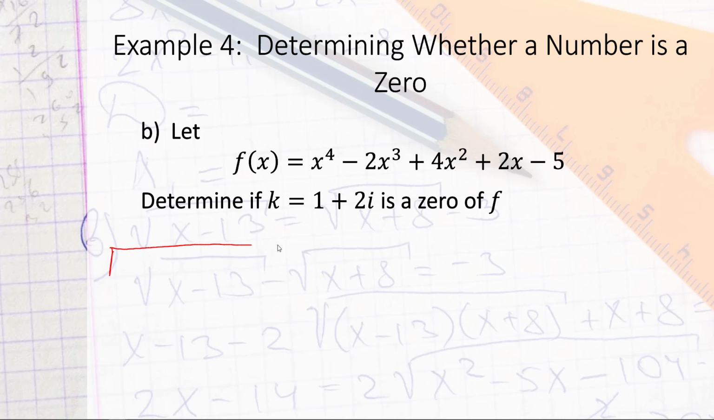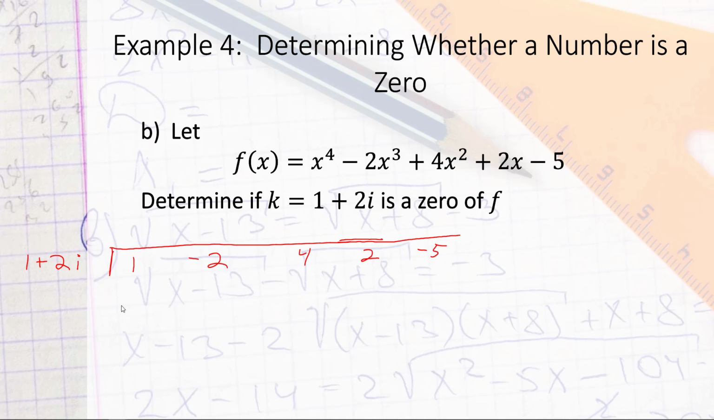The coefficients of my dividend: for the quartic term, we have a 1. For the cubic term, we have a negative 2. Actually, I'm going to need a lot more space. I have a negative 2 for my quadratic term. I have a 4 for my linear term. I have a 2, and then for my constant term, I have a negative 5. Well, of course, now I'm going to divide. Since k is equal to 1 plus 2i, I can just write 1 plus 2i here.